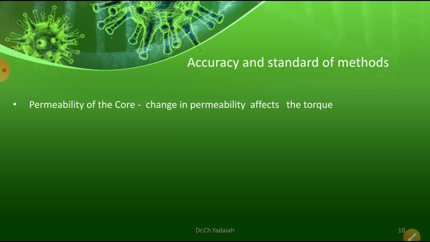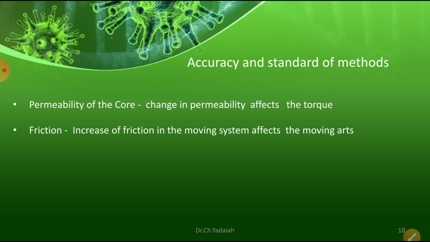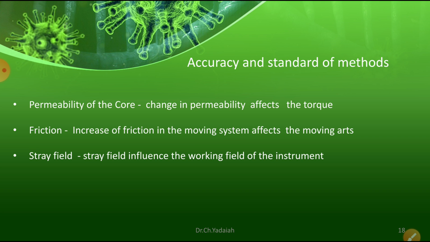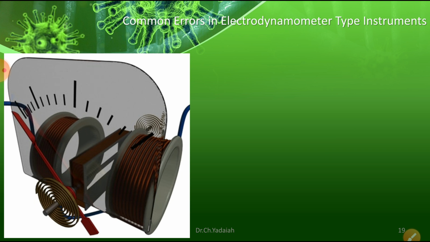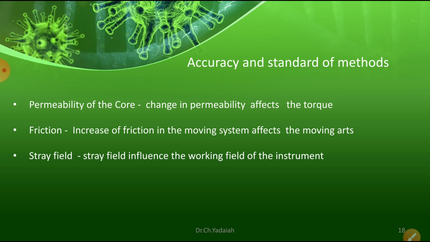So keep in mind. Next, another is frictional errors. An increase of friction in the moving system affects the moving parts. If the moving parts are heavier, automatically the friction on the pivot and bearings increases. And another effect is the stray field. Stray field means an outside magnetic field impacts the inside magnetic flux, and then automatically it will show wrong readings.